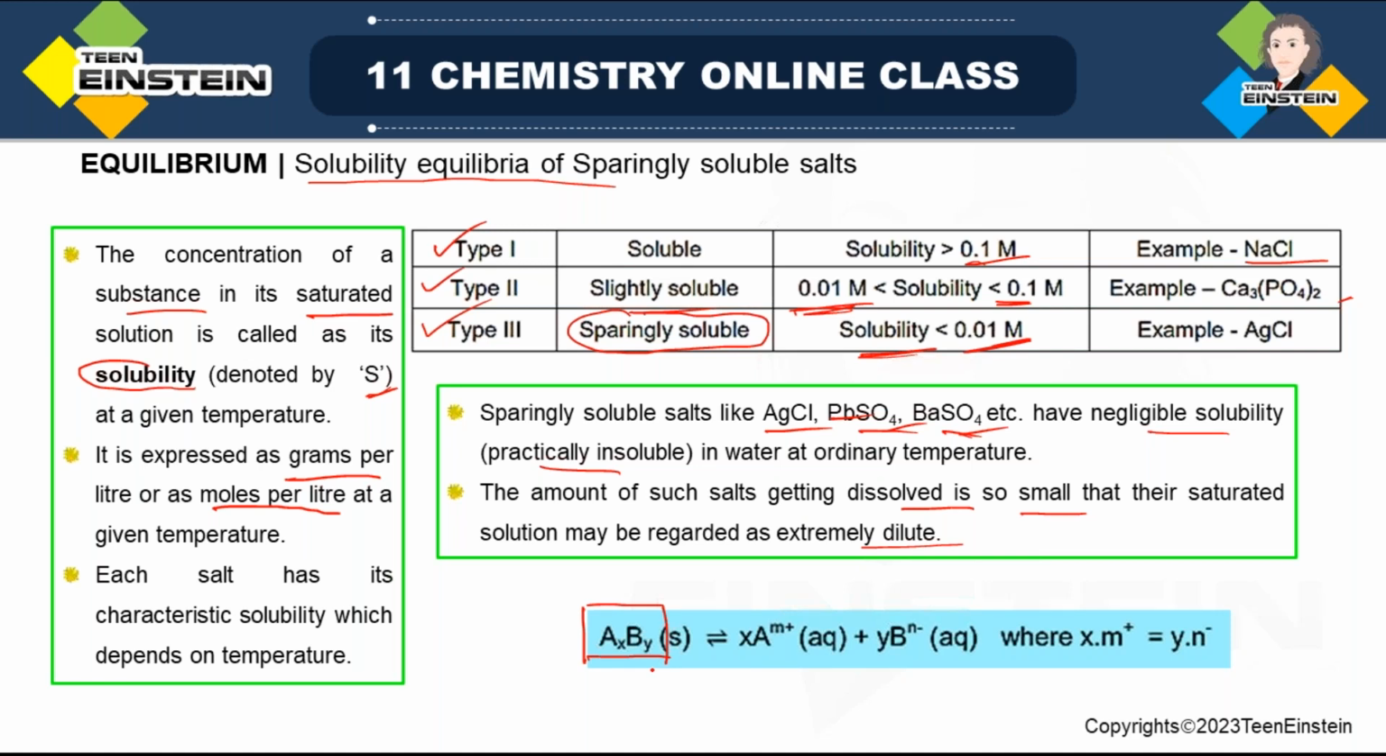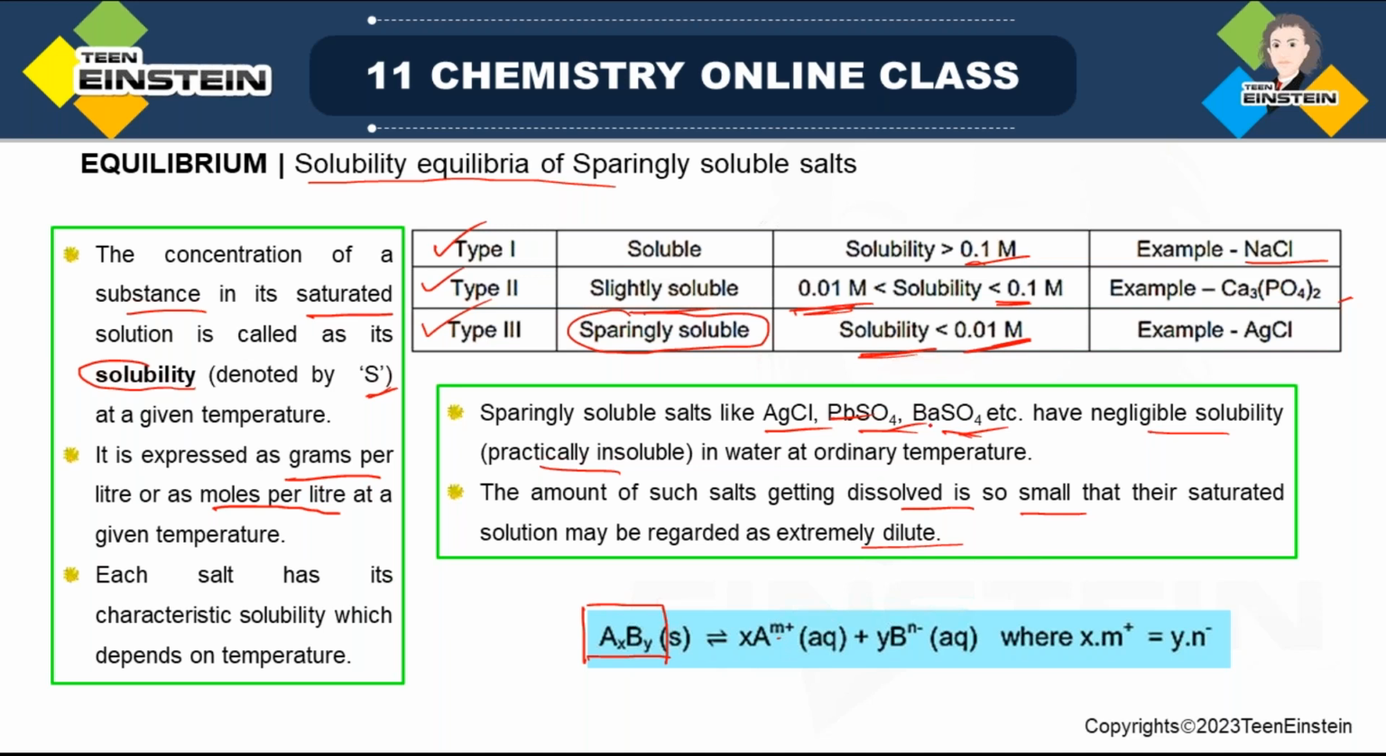So AxBy means what? X number of cation A and Y number of anion B. X and Y may be any integer. Now once it is in equilibrium, from this AxBy, we get x number of A^m+, where small m is basically the charge of the cation.